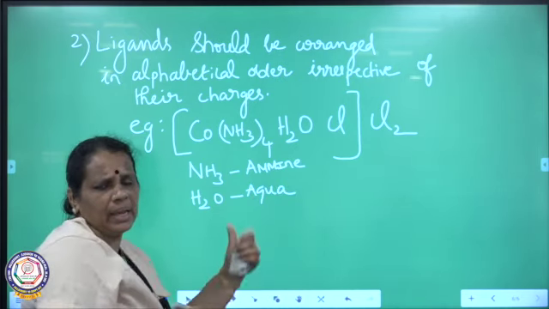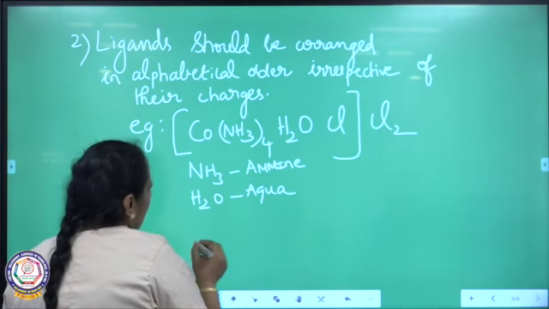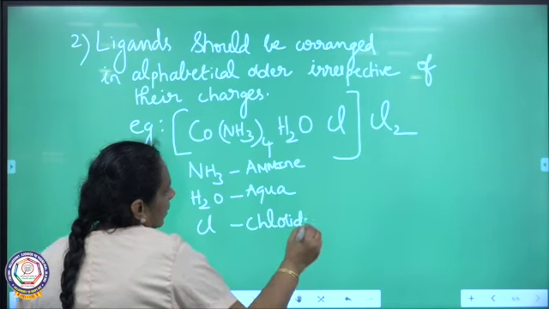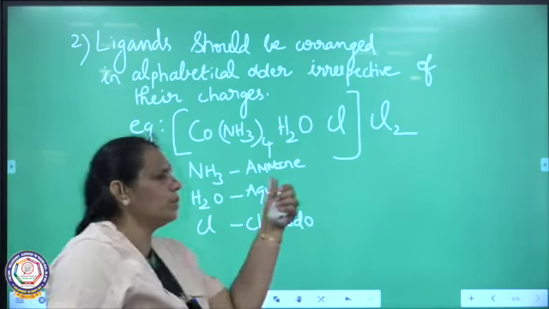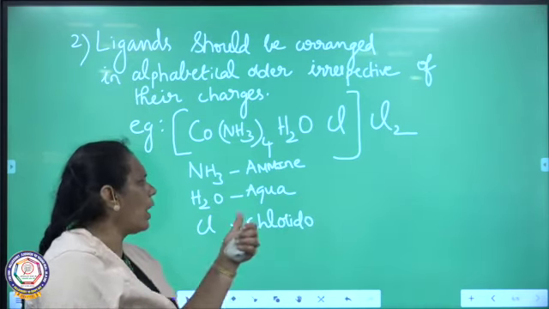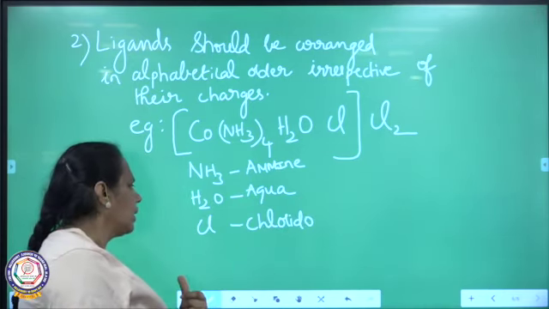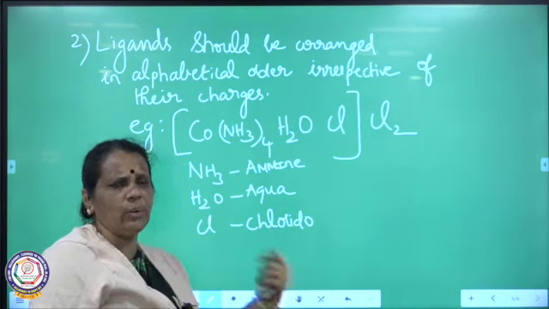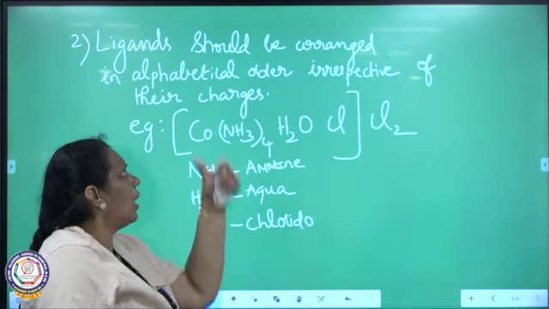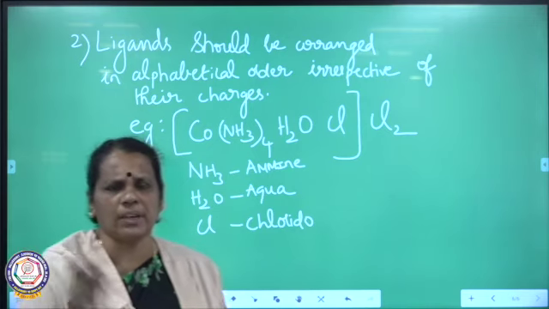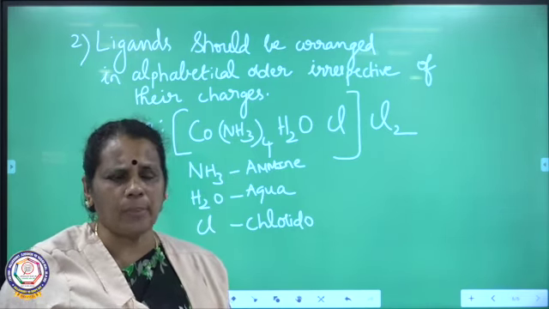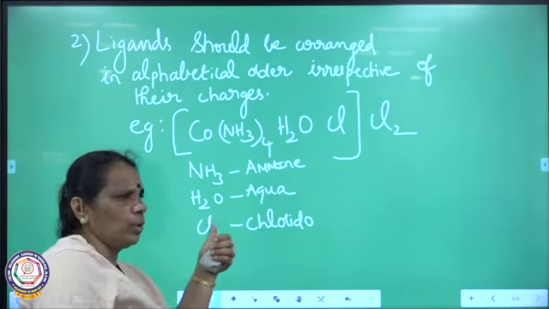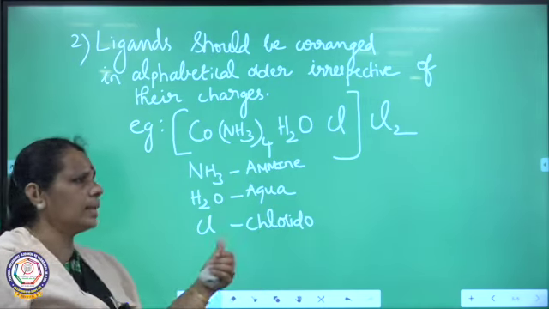The first one is ammine, the second one is aqua, the third one is chlorido. When you see the charge, ammine is a neutral ligand, so charge is 0. Aqua is also a neutral ligand, charge is 0. Whereas chlorine, which is called chlorido, is a negative ligand, so it will have a -1 charge. So the rule is clear that irrespective of the charges, the ligands should be written in alphabetical order. Here NH3 stands for ammine, H2O stands for aqua, whereas Cl is chlorido.